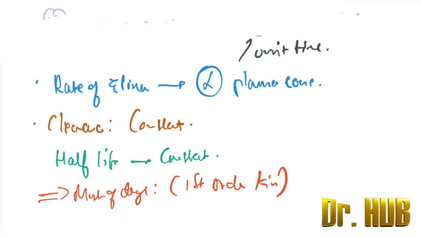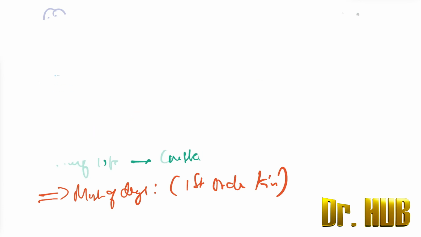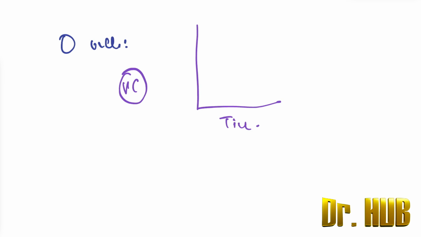Now let's quickly plot a graph. In terms of the zero order elimination, on the x axis we have the time and on the y axis we have the plasma concentration. If you look at the graph, there is a linear decrease with time.